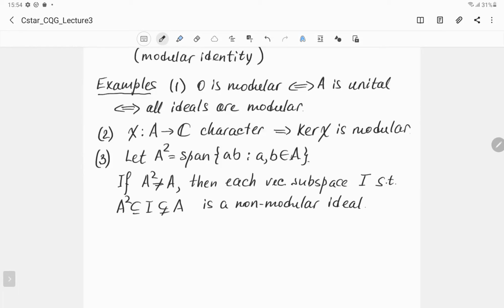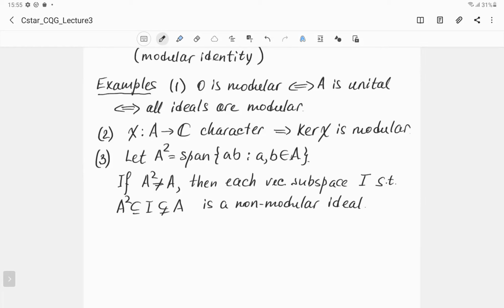Well, indeed, it is an ideal because it contains A squared. And it is not modular essentially for the same reason. If we take the quotient of A modulo I, then the product on the quotient will be identically zero. So the quotient is a non-unital algebra. The algebra is not zero, but the multiplication is zero. So such an algebra is not unital.